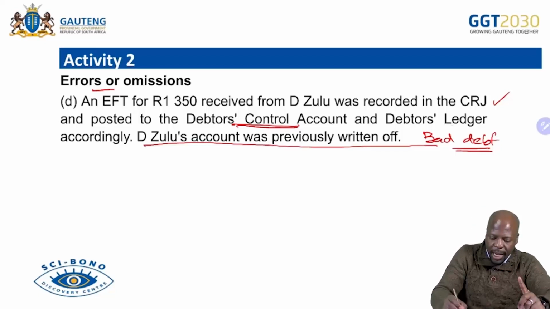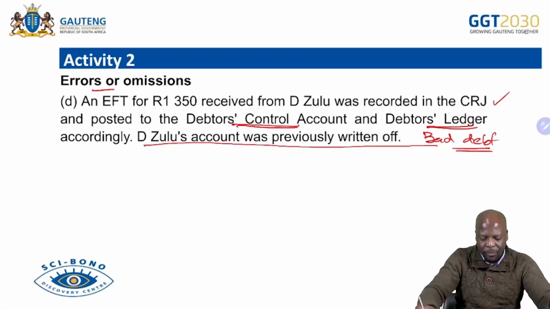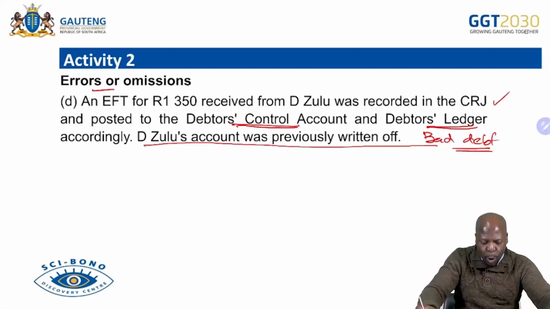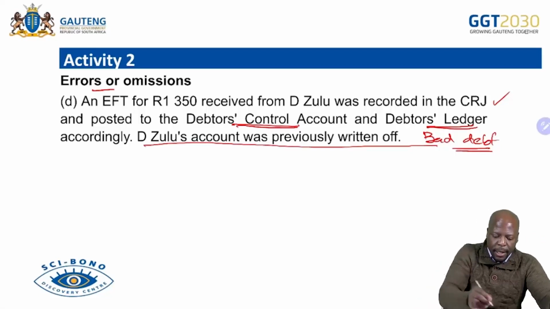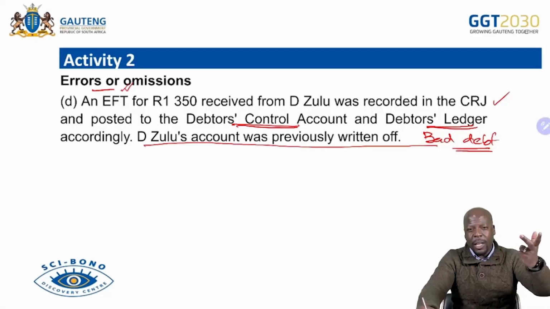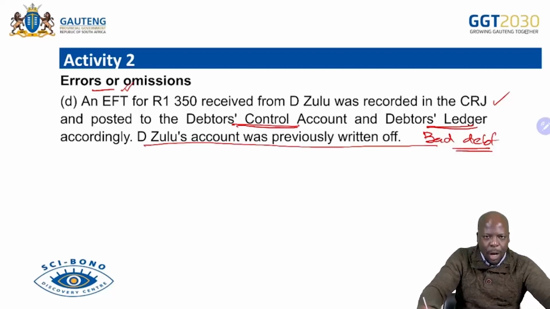And it was also taken to the debtor's ledger. So two errors were made here. One in the debtor's control. The second one is in the debtor's ledger. What error did they commit? It's an EFT. That means they subtracted. Once it's an EFT, it gives us a picture of what they did. They went and subtracted 1,350. Were they supposed to subtract it? No. So let's see how we can correct it.